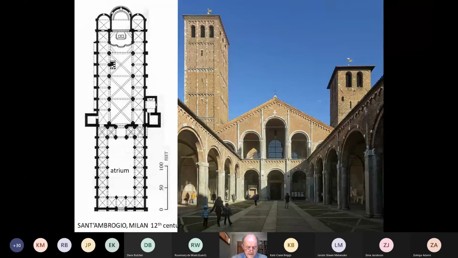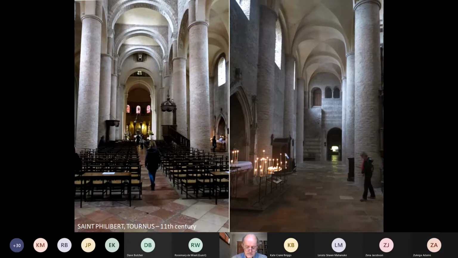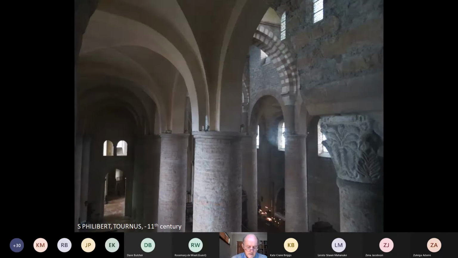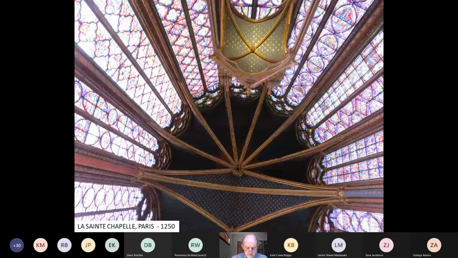Secondly, the effort to create a greater sense of height and upliftment, as here in the austere but moving Saint-Philibert, Tournus, which is in France, while retaining the atmosphere of mysteriously lit, dark, cave-like spaces. And then there was this sudden breakthrough, which occurred in France in the middle of the 12th century. It meant that within 100 years, it was possible to conceive of and build something of the delicacy of La Sainte-Chapelle, all out of stone. Doesn't it make you feel faint at the wonder of it? The breakthrough.